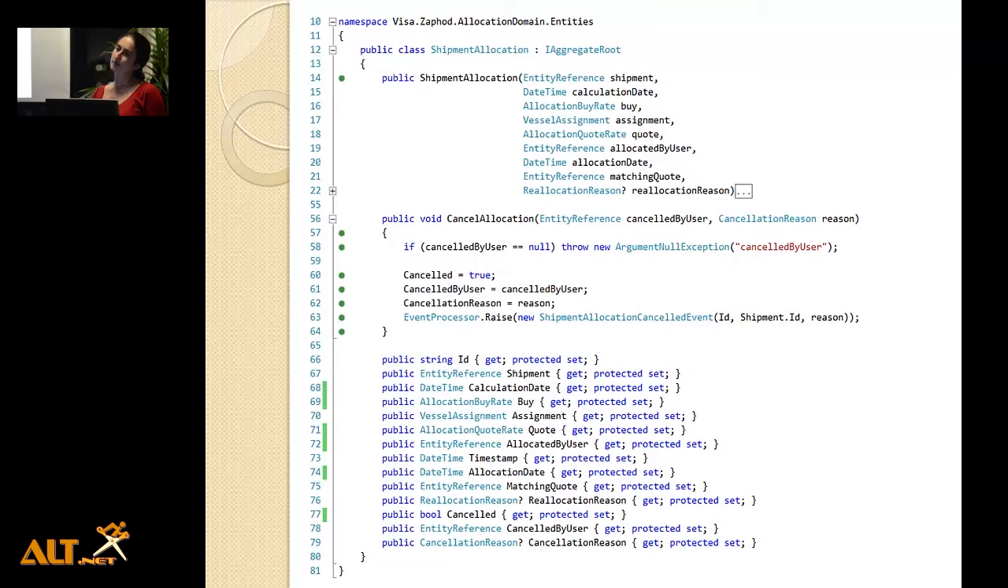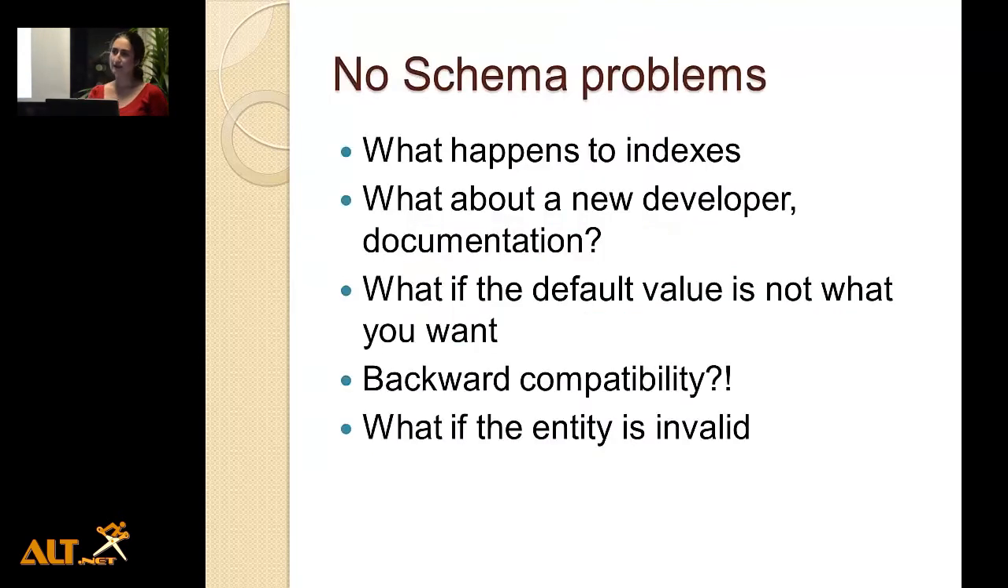Because if RavenDB retrieves an existing entity in the database, the default value for the cancelled property happens to be false because it's a Boolean, and it would just work. But it's not always like that. There are issues with not having a schema and not being able to just simply write a SQL script as you do with SQL tables and update everything in one simple go.